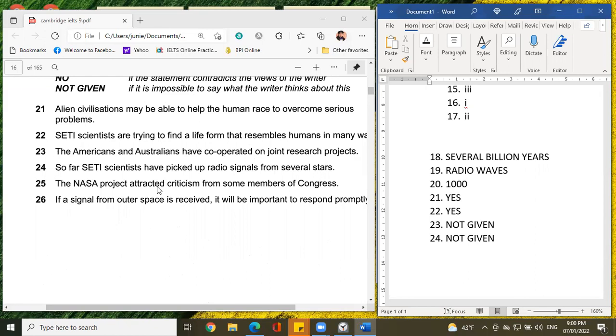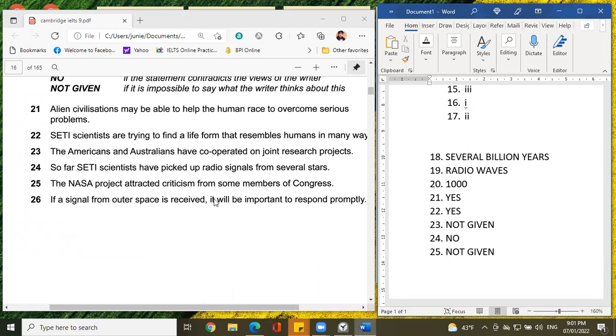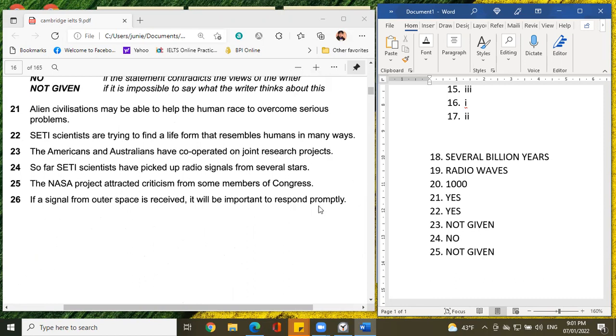Ay, nasa na ba tayo? So wait, that's yes. Yes din yan. Not given yung 23. No yung 24. 25 is not given na naman. And then 26 It will be important to respond promptly. No siya. No. So yes, yes, not given. No, not given. No. Okay.